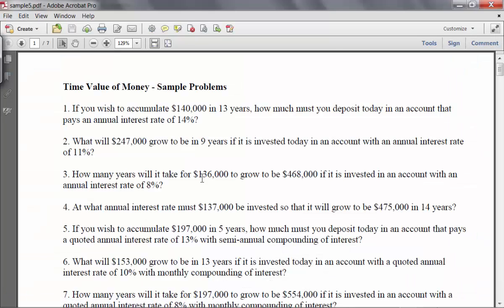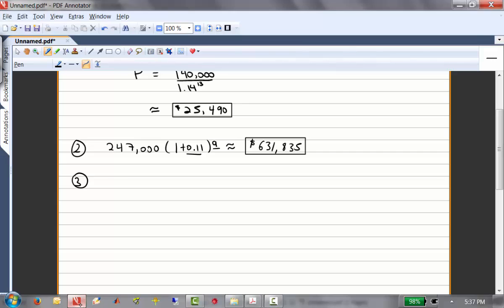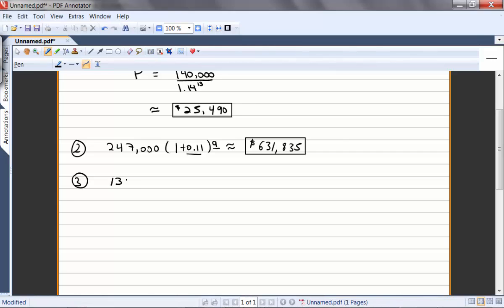Number 3. How many years will it take for $136,000 to grow to be $468,000 if it is invested in an account with an annual rate of 8%? So we invest $136,000 at 8% per year. Interest compounds once per year, annually. We let it sit there for n years, and we know it'll be worth $468,000. And the question is, what's n? How long does it take? So we need to isolate n.